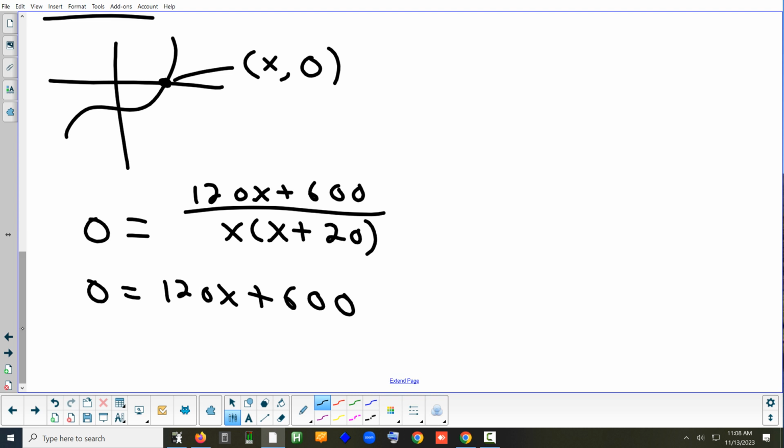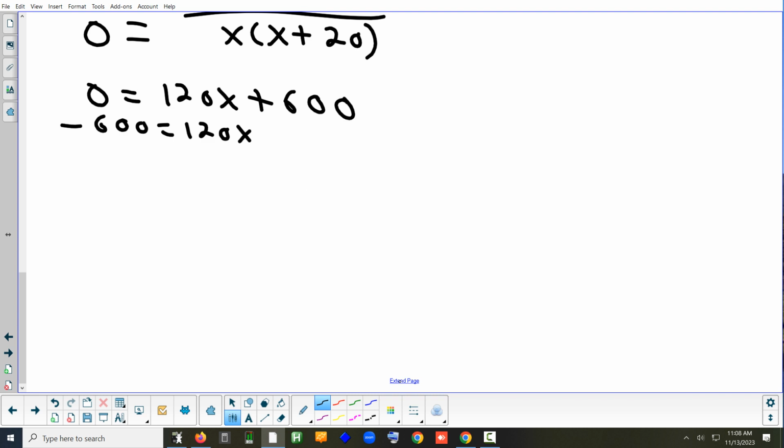Okay, what would be your first step? Subtract the 600. Yep. And then divide by 120. And we get -5. Again, does it make sense if x is the speed of the car to have -5? Probably not. But we're not interpreting it in terms of the context of the word problem. We're just finding some stuff out about an equation.